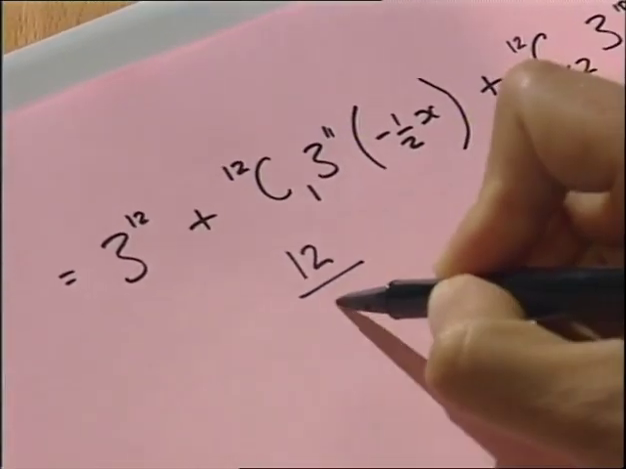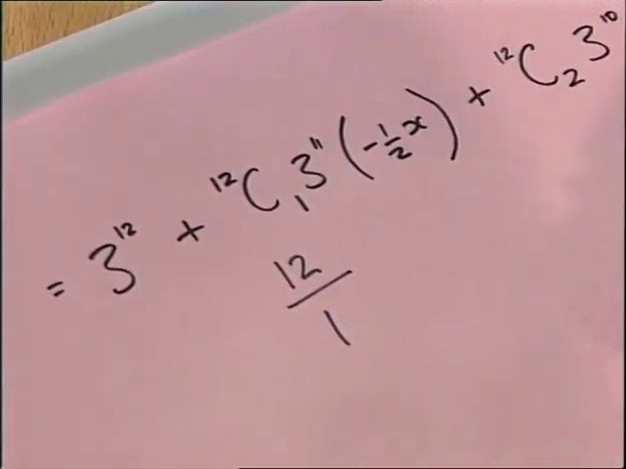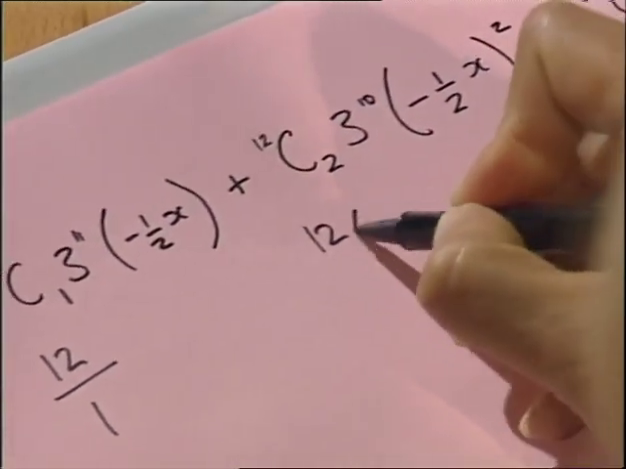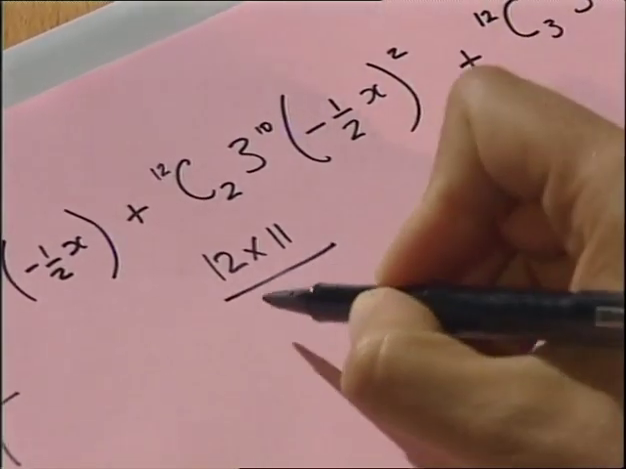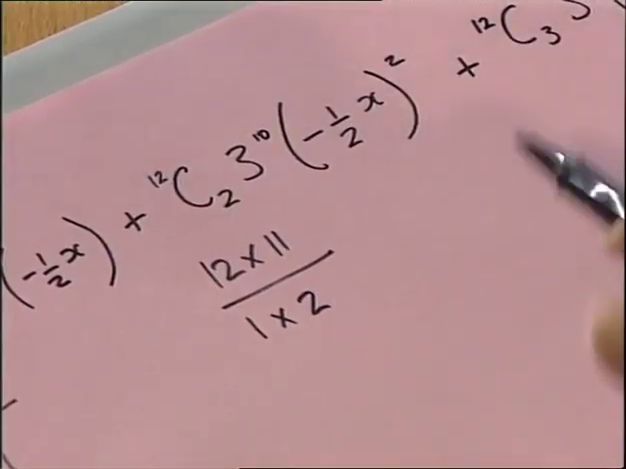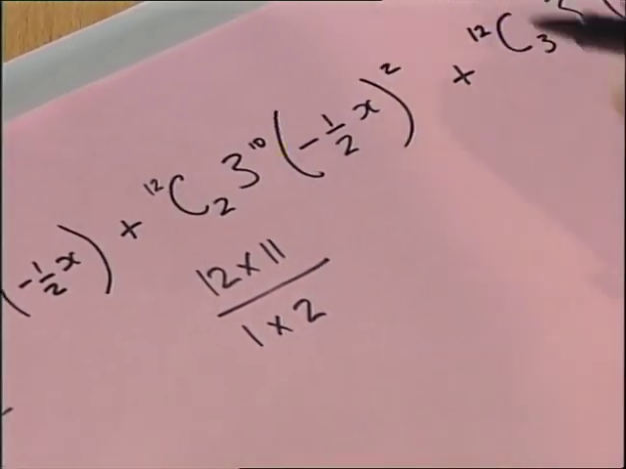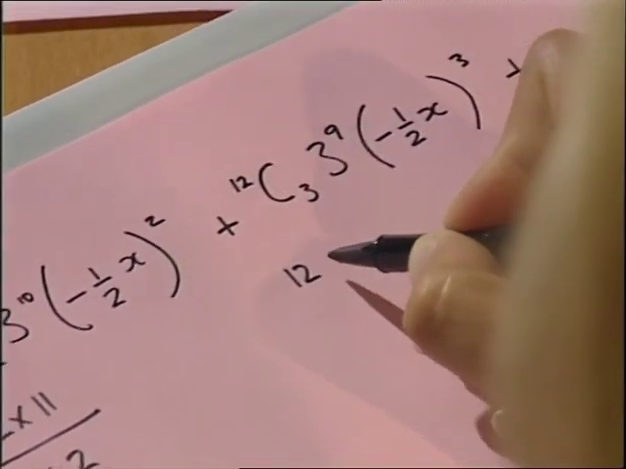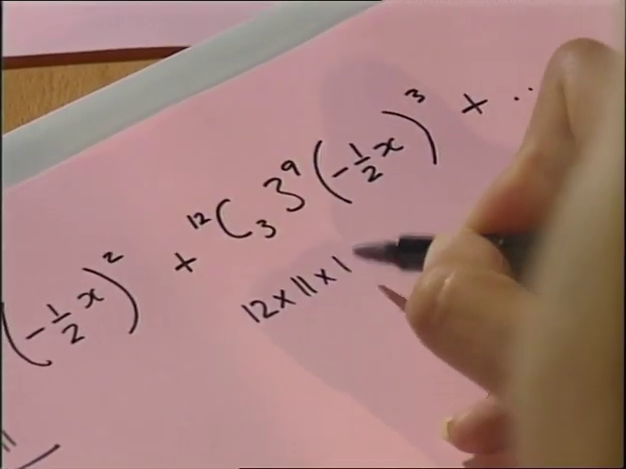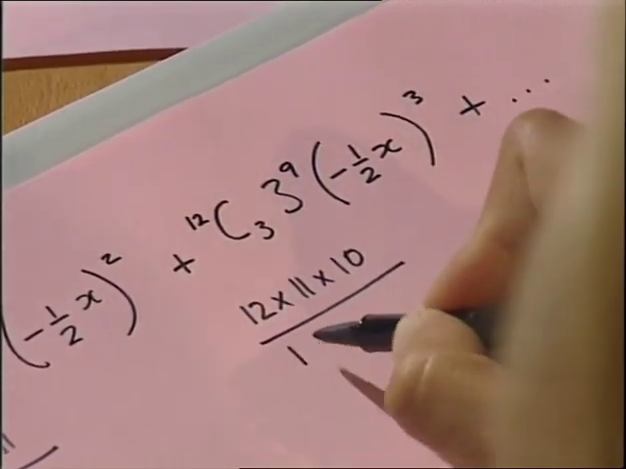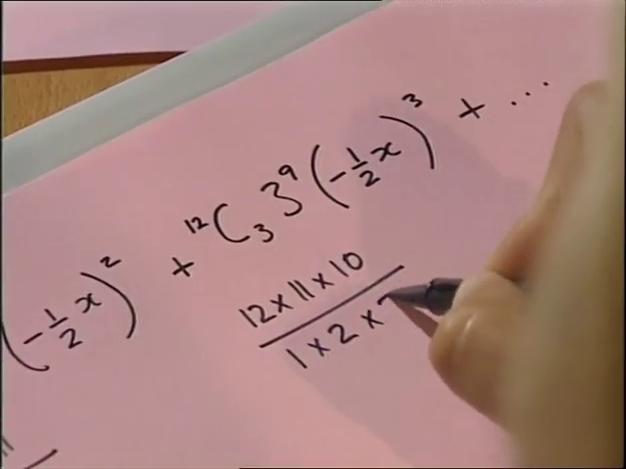So that is equal to 3^12, I'm going to work that out numerically right at the end, plus this is 12 over 1 times that lot, this is 12 times 11 over 1 times 2 times that lot, and this is 12 times 11 times 10 over 1 times 2 times 3 times that lot.